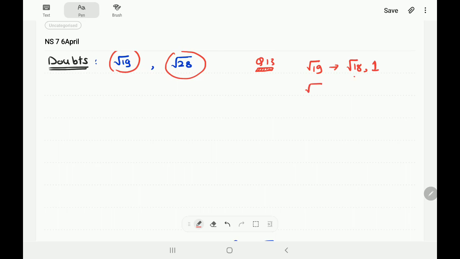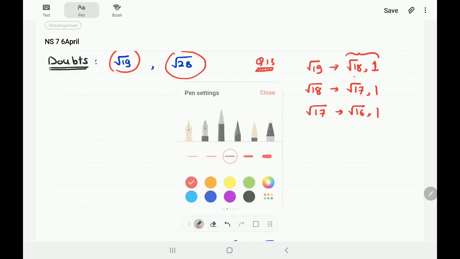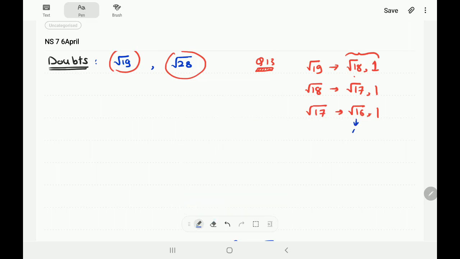So for this, if I want to draw root 18, I should go for root 17 and 1 as sides of a right angle triangle. These are sides of a right angle triangle. If I want to construct root 17, I need to go for root 16 and 1. Hope you are understanding. Root 16 is 4. I hope you understand. So I should start from root 16, that means 4.